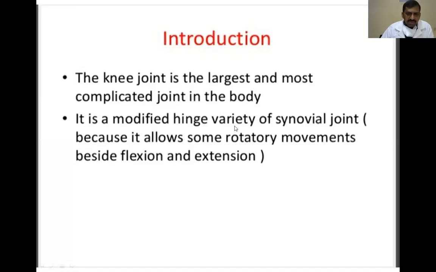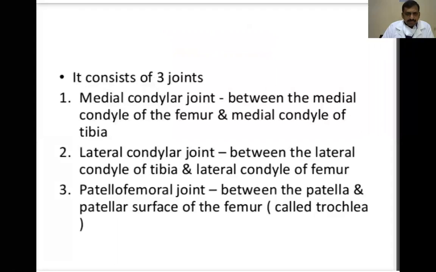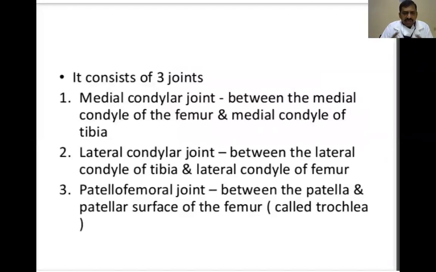What is the type of the joint? It is a modified hinge variety of synovial joint. It is a complex and complicated joint because there are many articular surfaces, many ligaments, and many structures within the joint. That is why it is a complex joint. Actually, the knee joint is not a single joint. It is a combination of three joints.